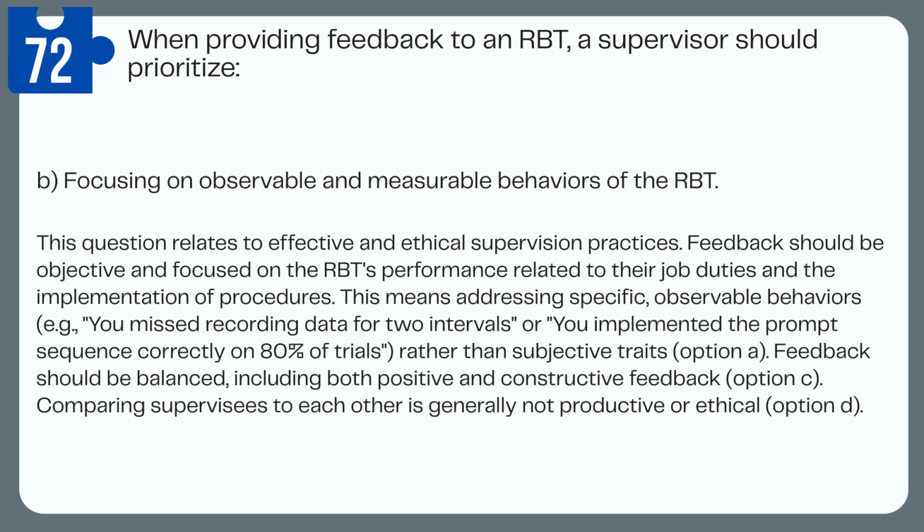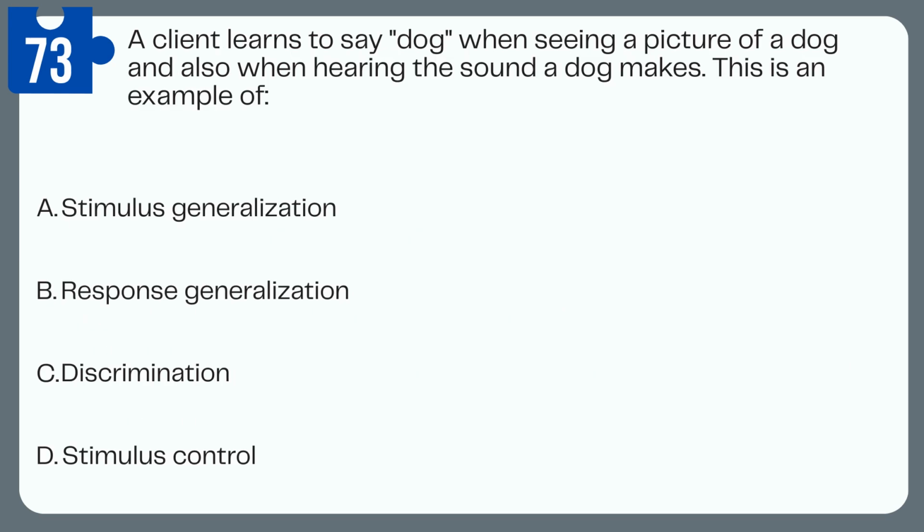Question 73. A client learns to say dog when seeing a picture of a dog and also when hearing the sound a dog makes. This is an example of A. Stimulus generalization. B. Response generalization. C. Discrimination. D. Stimulus control.